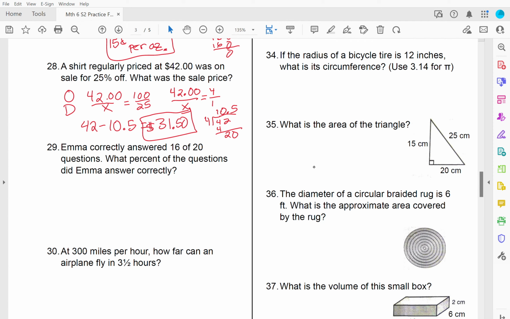Emma correctly answered 16 of 20 questions. So this is just, we find our percentage by doing this division. So this is 16 goes into 20 more times. And this is going to be 8 times, right? So that's 160. And we're done. So it goes in 8 times. So that is going to equal 80%. Apologies.